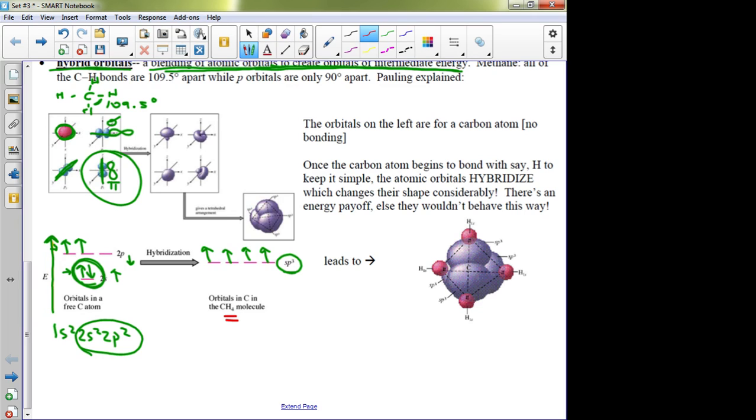So now, hydrogen only has how many electrons to share? 1. So now hydrogen can share an electron here, and here, and here, and here. And now all of my bonds are going to be identical. Do we see this? So now it took the shape of these s and p orbitals and it morphed them into something that looks more like this. So now all of my bonds are the same.